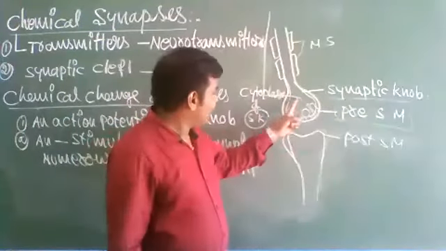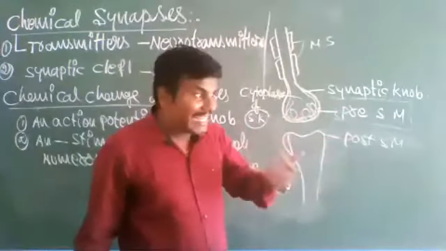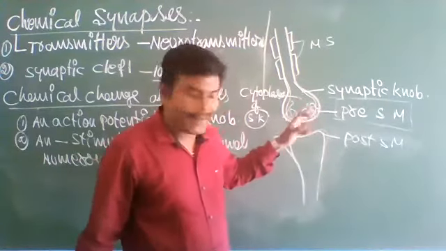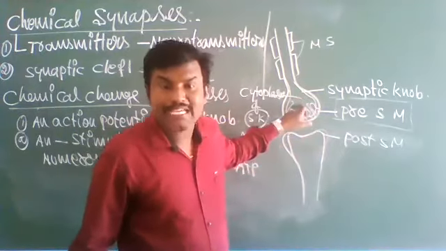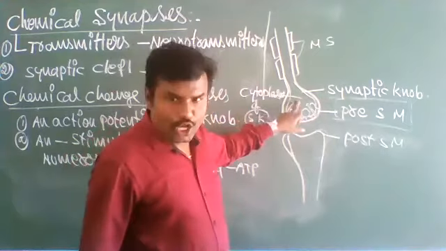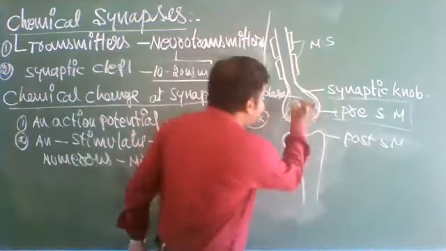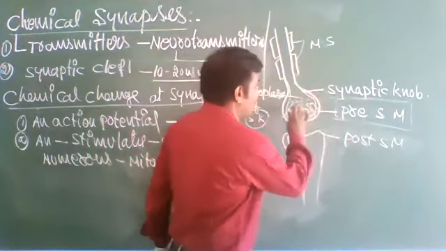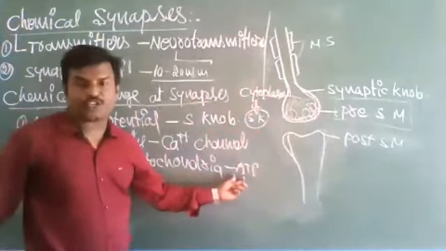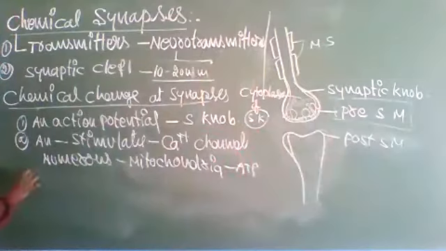So listen. The action potential stimulates the presynaptic membrane to open the voltage gated channels of calcium ion. When they are open, calcium ions diffuse into the cytoplasm of the synaptic knob. The cytoplasm contains numerous mitochondria, which are responsible for the production of ATP. Okay. Next, third statement.